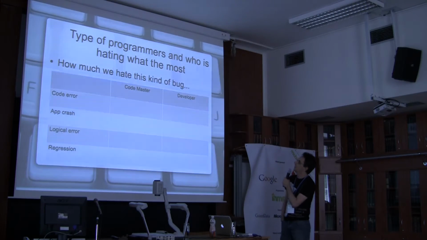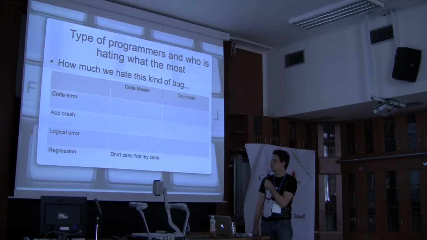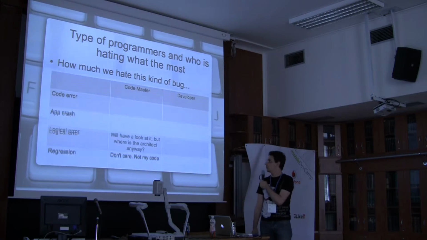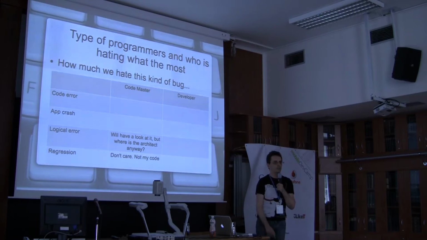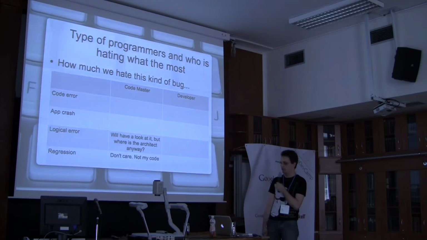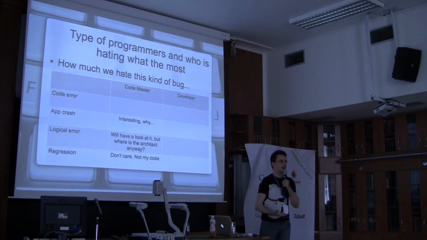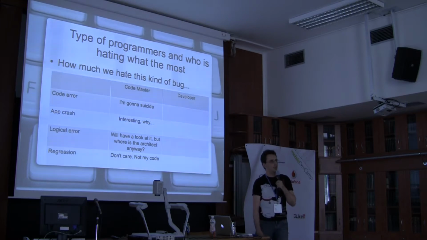So how much do we hate things, code errors? Start with code masters. Regressions, don't care. It's not in my part of the code, it's not in the files I wrote, just go away. Logical errors, yeah, I will have a look at it, but where's the guy who created the system? Where's the architect anyway? It's his problem, right? The app crashes, that's interesting because that might be in a function which I, as a code master, might improve actually. So this is something I can do. And the code errors, well, I'm just going to commit suicide because this is a right slap in the face. So I'm a code master and I can't write code which compiles.